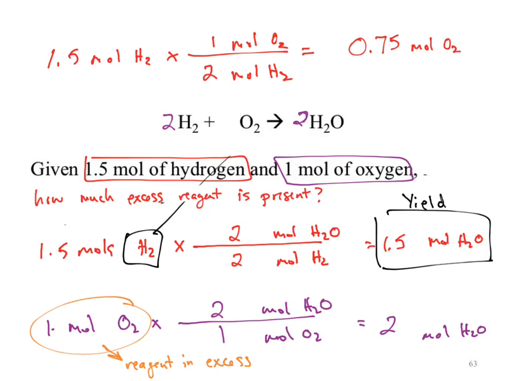Okay. Well, in that case, I don't care how much product is made. I just care about which one's limiting and which is in excess. So I could go back to the equation that we set up at the top, 1.5 moles. I generate 0.75 moles of oxygen. I need 0.75 moles of oxygen to react with 1.5 moles of hydrogen. How many moles of oxygen did I have? 1. What's left over? 0.25 moles of oxygen.